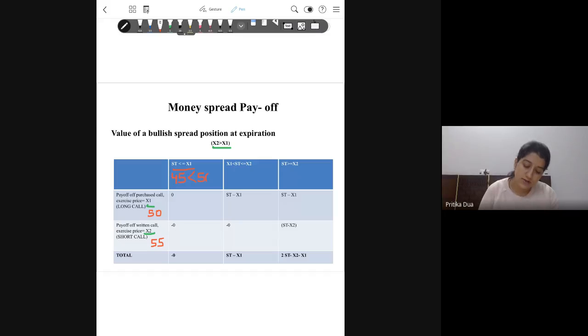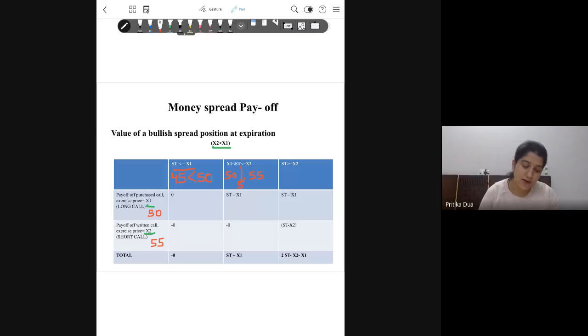In the second case, say X1 was 50 and X2 is 55. Say the spot rate in the market turns out to be 52. We are ignoring the premium because herein we are calculating the intrinsic value. Now, if the market price on the date of expiry is 52, then your long call has intrinsic value, but the short call still is worthless.